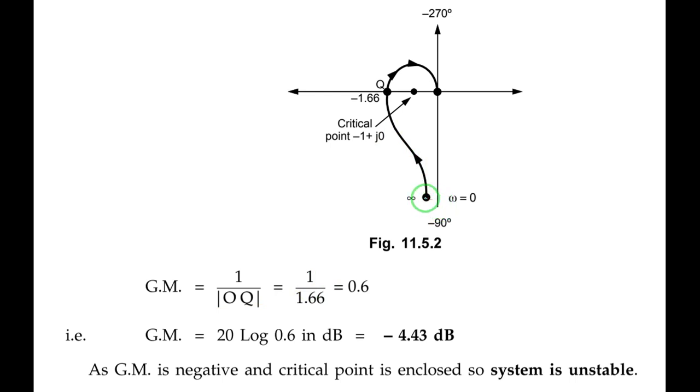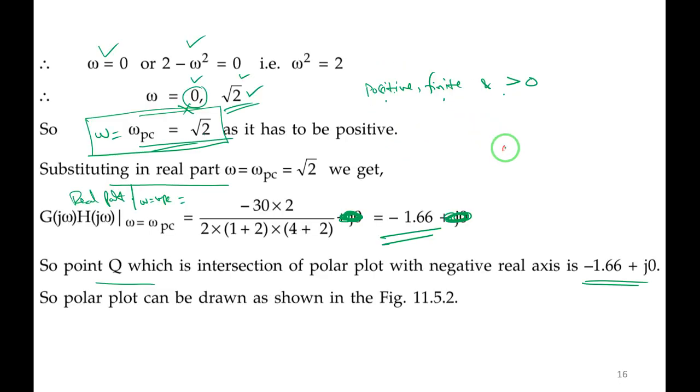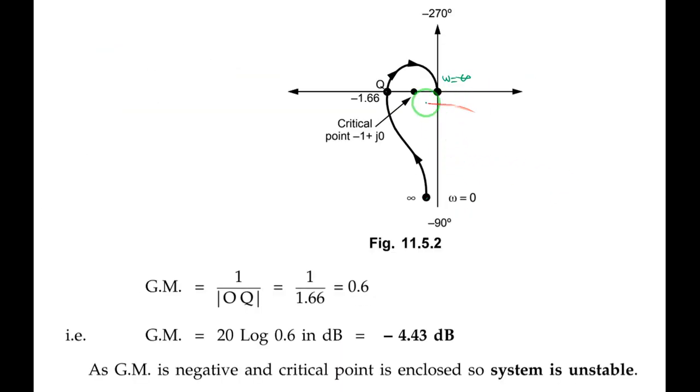Or else you can show it just parallel to this. You take omega equal to 0, and it goes like this. This is for omega equal to infinity. The critical point minus 1 plus j0 is here. The intersection point Q we found is minus 1.66, so join it like this. Since the polar plot is enclosing this critical point, the given system is unstable.